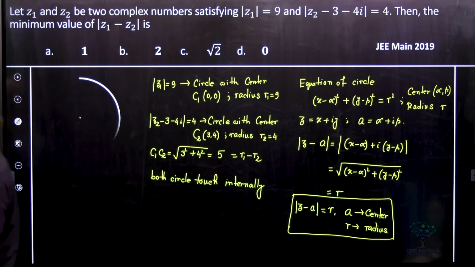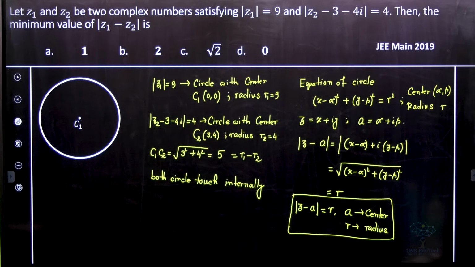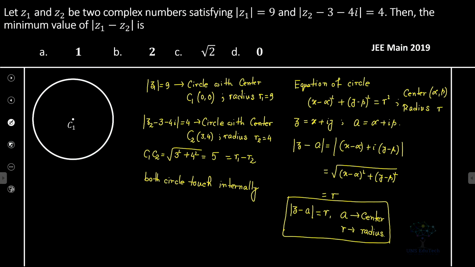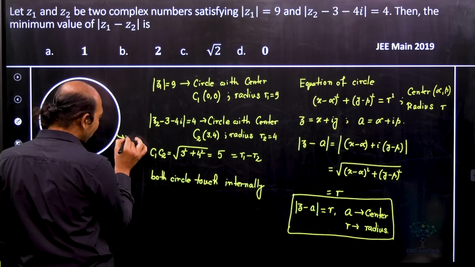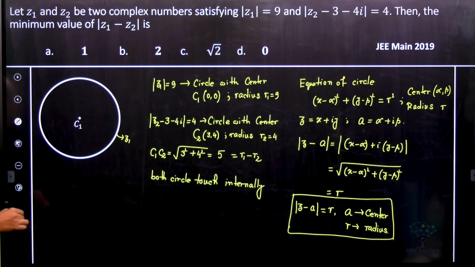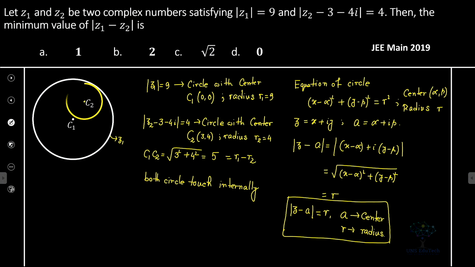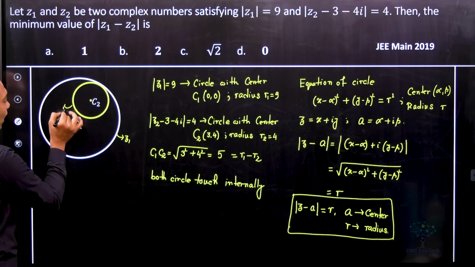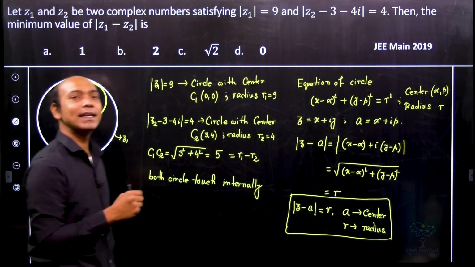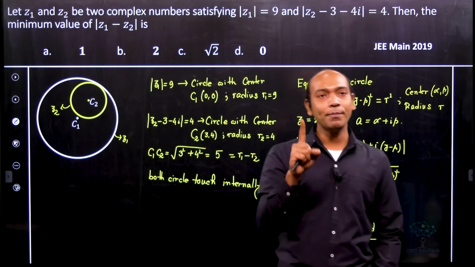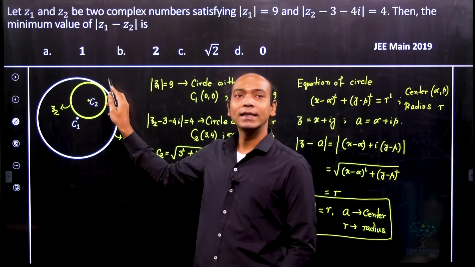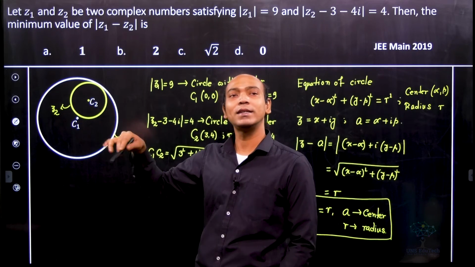Let's have a look at that. We have a circle C1, the white circle as you've seen, and any point on that white circle is where z1 lies. If I consider the second circle, with center C2, that's where z2 lies. As they touch internally, there will be a point here where both circles touch each other.